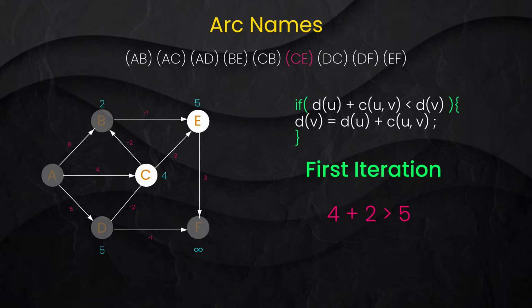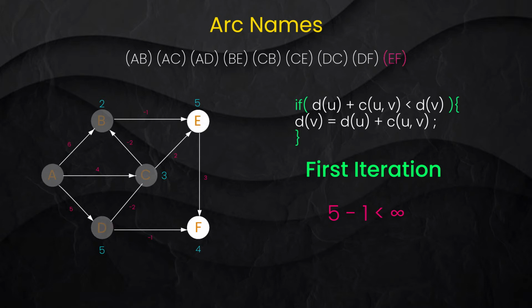Now consider the next, DC. If you consider DC, the distance of D is 5 and the cost of D to C is -2. So 5 minus 2, that is 3. 3 is less than 4. So we'll be updating it. And next consider DF. DF is 5 minus 1, that is 4. 4 is less than infinity. So you will be updating that.